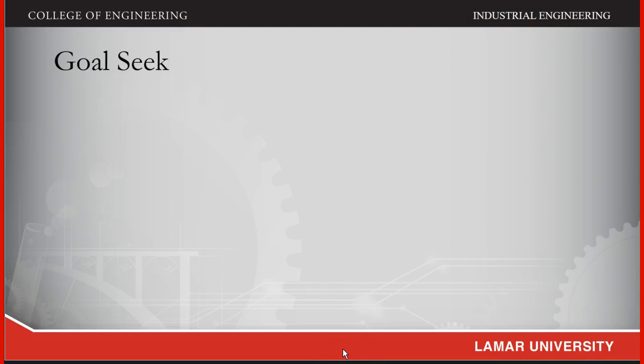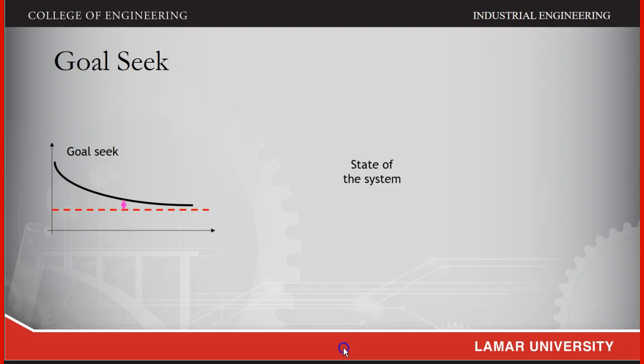Secondly, we have goal-seek. With goal-seek, we have a goal here represented with the red line, and the state of the system is represented with the black line. And we have discrepancies that keep reducing, and the system is trying to reduce those discrepancies as time goes, and eventually it reaches a steady state which is very close to the goal, or relatively close to the goal.